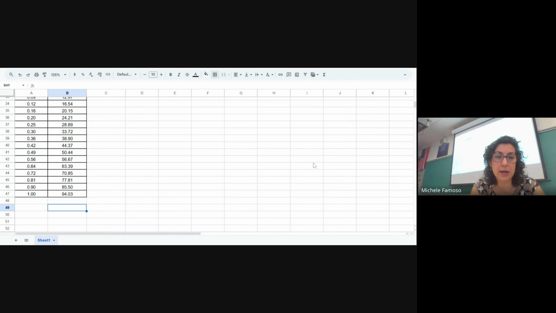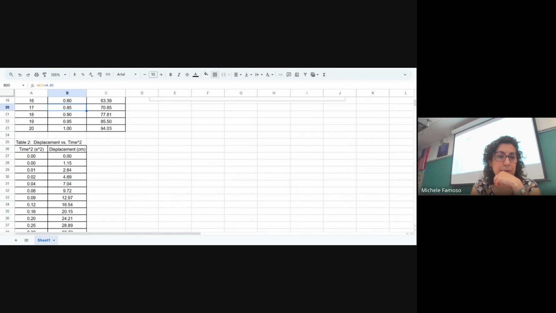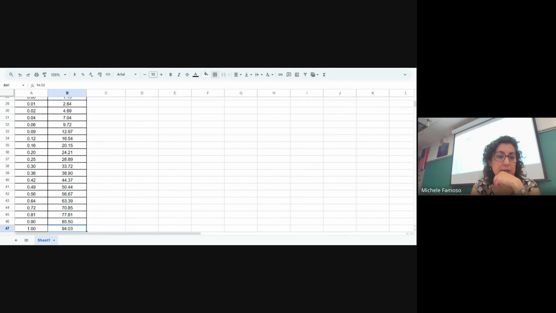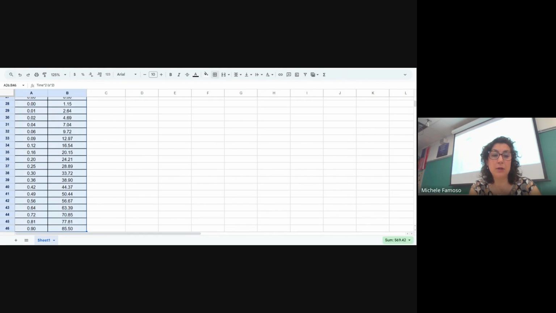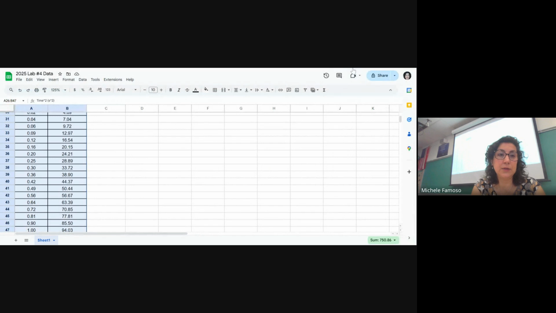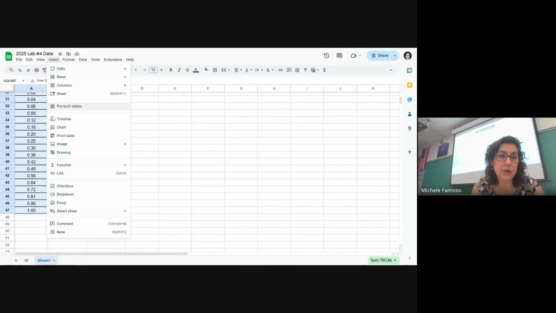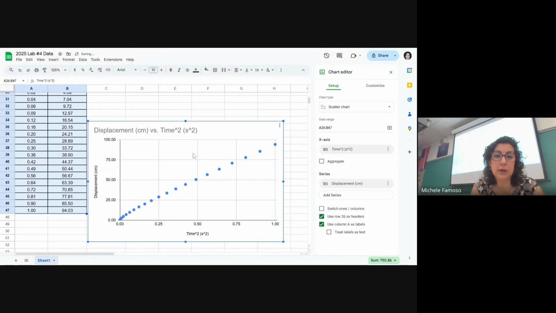1 squared is 1, and all those other numbers I think look correct, right? 9.5 squared is 90. So that looks good. Okay. So I have my time squared in seconds squared and displacement. Now I want to create a graph that goes with this table. So let me get my insert menu. Insert the chart. And there's the graph.